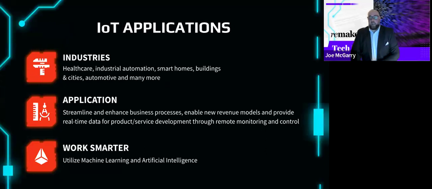So some of these applications, the industries they're used in: healthcare, industrial automation, smart homes, buildings, cities, automotive industry, and many more. These applications can be used to streamline and enhance the business process, enabling new revenue models and provide real-time data for product and service development through remote monitoring and control. One of the biggest things about this is working smarter. Again, utilizing machine learning and artificial intelligence to do some of the heavy lifting so that we don't have to.